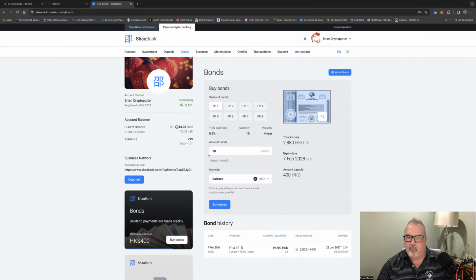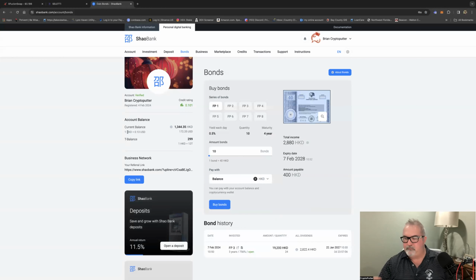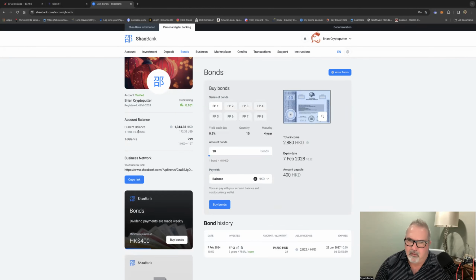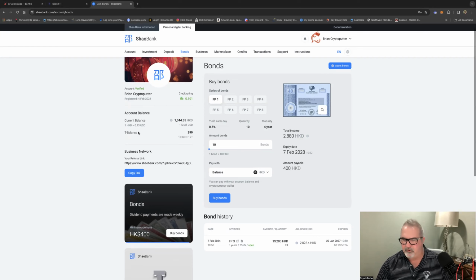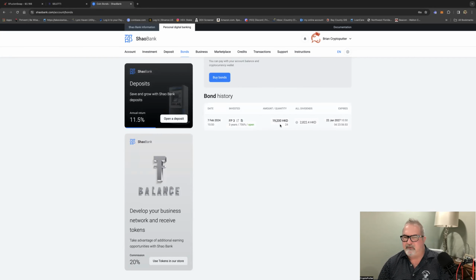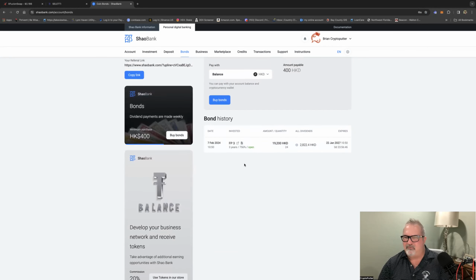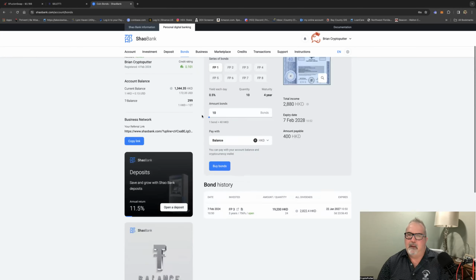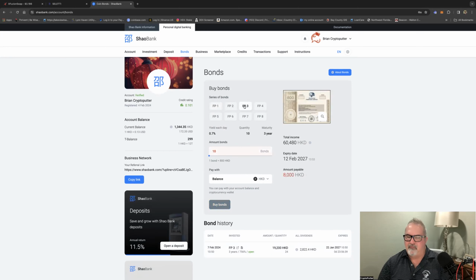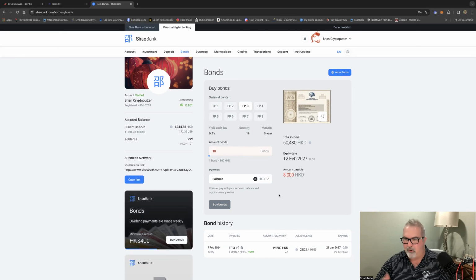So one HKD, which I think is Hong Kong dollar, equals 13 US cents. So I came in, full disclosure, with 19,200, which you can do the math on. It came out to right at 2,500, I think it was. And I got FP3, which gives me 7% per day for 3 years.